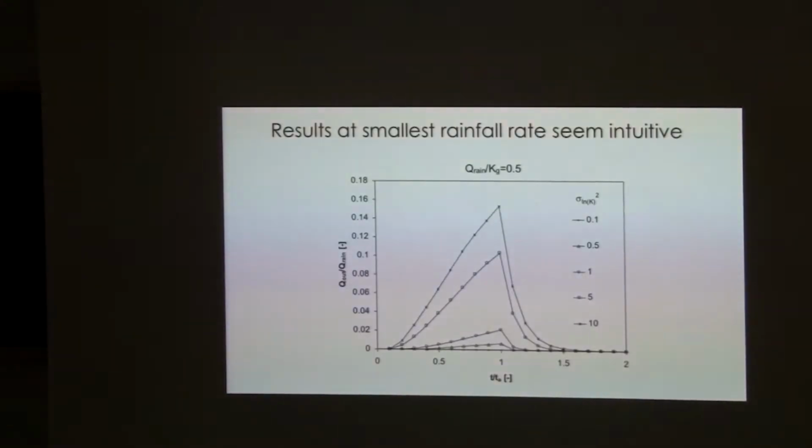Okay, so we can run ensembles of this. We can look at behavior. And so this is normalized rainfall rate. This is a normalized time.